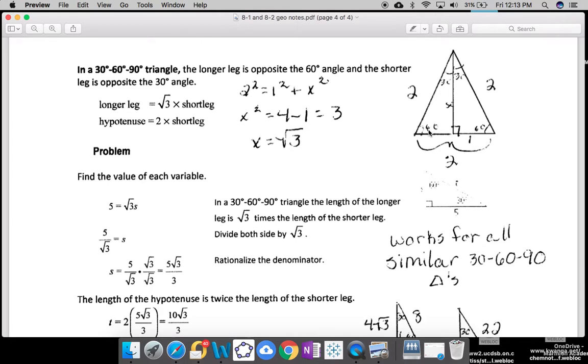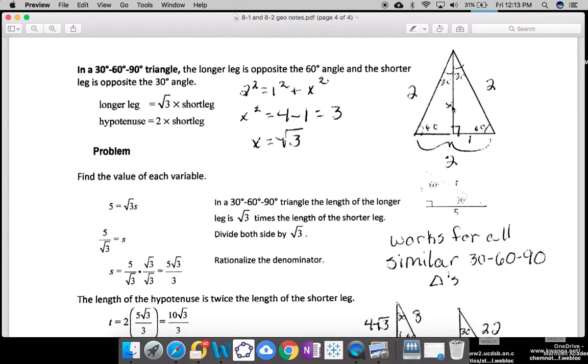Now I have an equilateral triangle. 60, 60, and 2 30s make a 60. If we set our short side to be 1, this whole side is going to be 2, doubled that. And since it's equilateral, each side is 2. So my hypotenuse, we can see, is 2. It's twice the length of whatever the short side is.